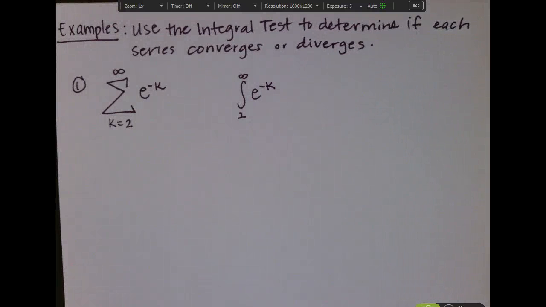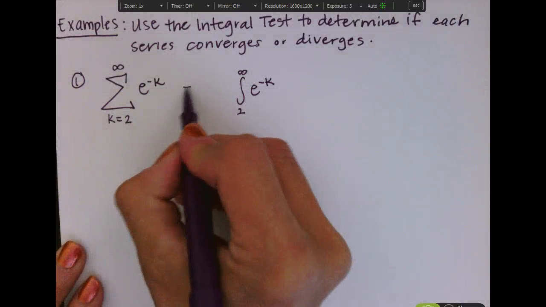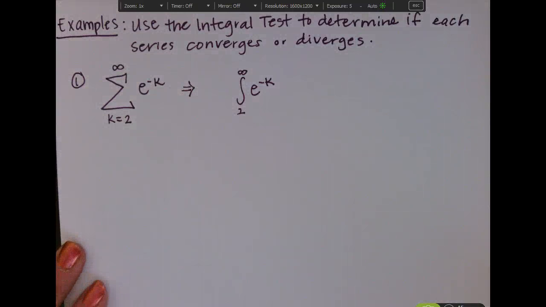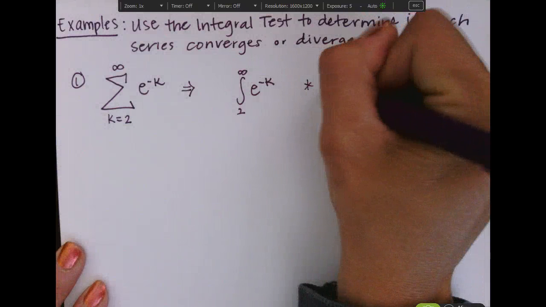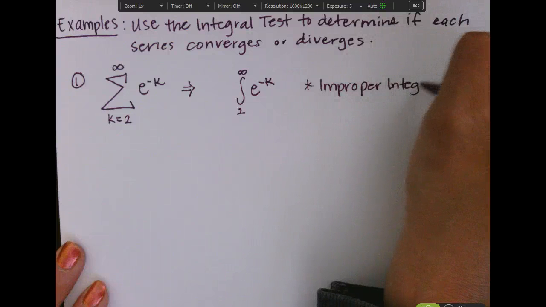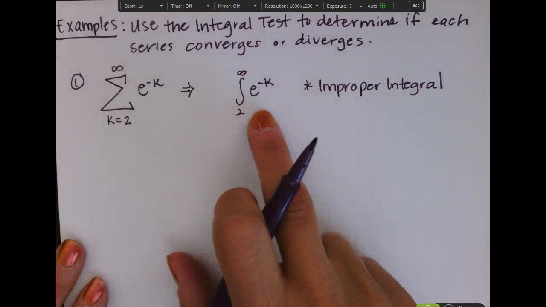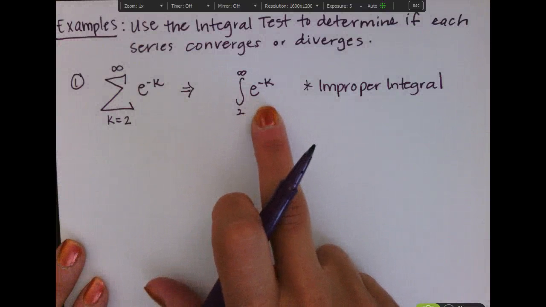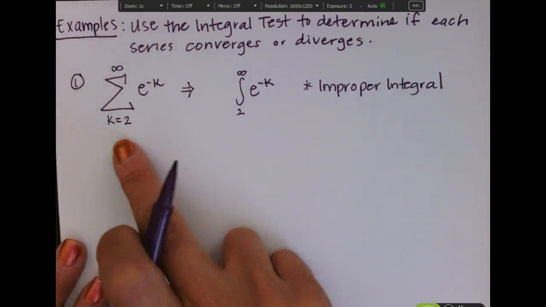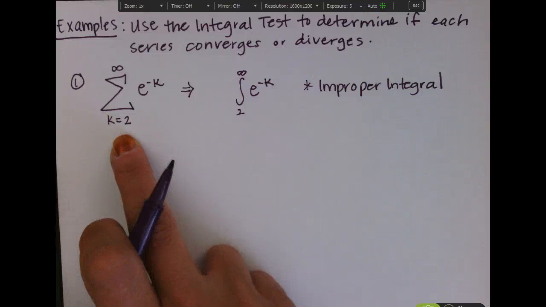So continuing on with our example of the integral test, what I did was I took this infinite series and I just wrote it as this improper integral. So what we should start with is evaluating the improper integral, and based on whether we get a divergent or a convergent improper integral, we'll be able to make a determination about whether our infinite series converges or diverges.